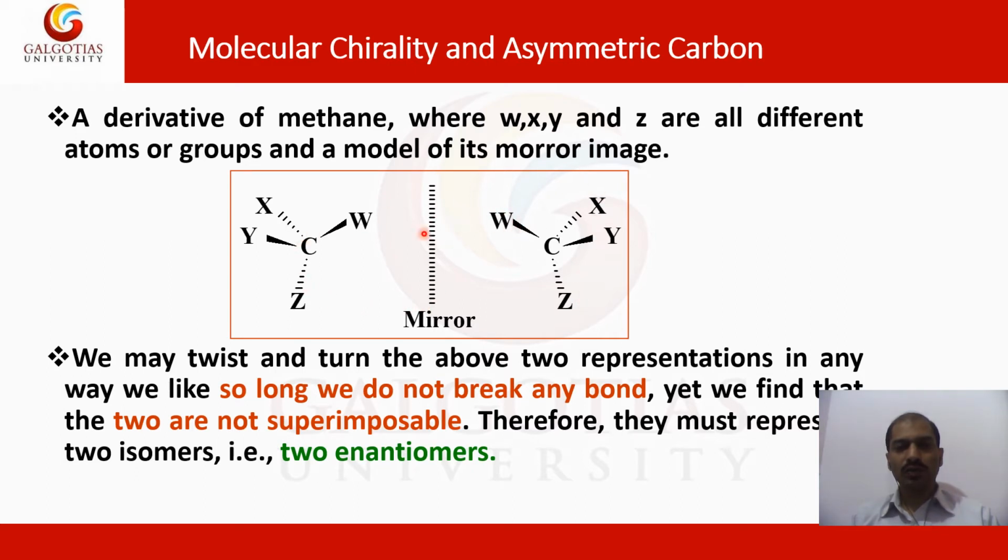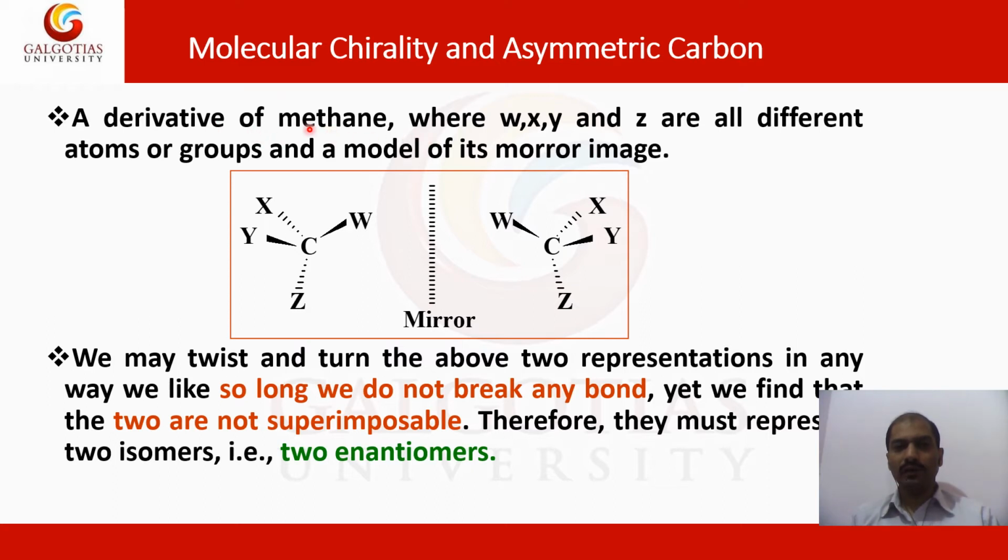So once you try to superimpose these organic molecules, they are not going to be superimposed. So these are non-superimposable. These are basically enantiomers, mirror images of each other. Here, a simple example is given.